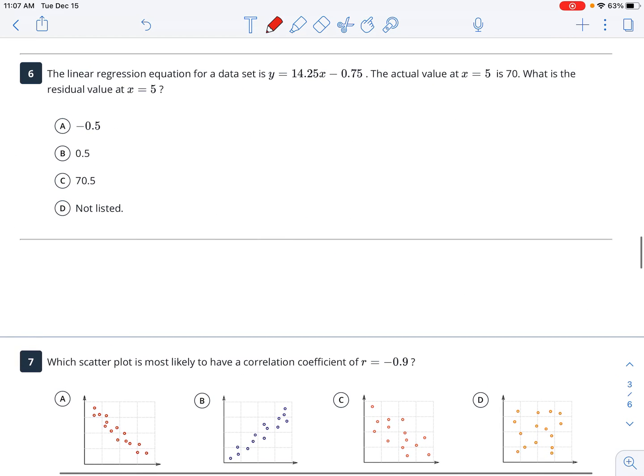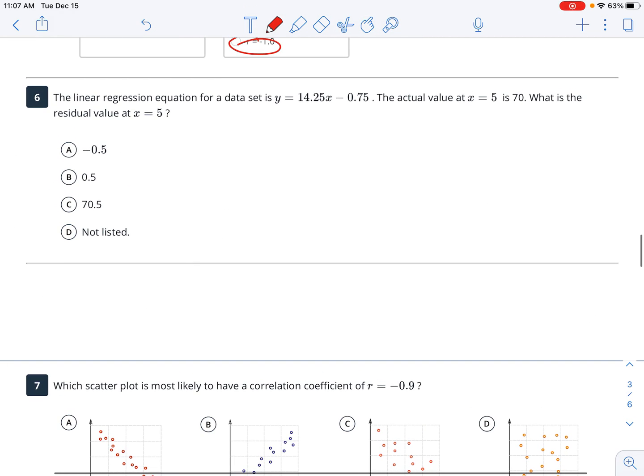Okay, question 6. As I read through question 6, they give you an equation. They give you an observed x and observed y. They like you to calculate the keyword of residual. So to do a residual, you need to know the observed y minus the predicted.